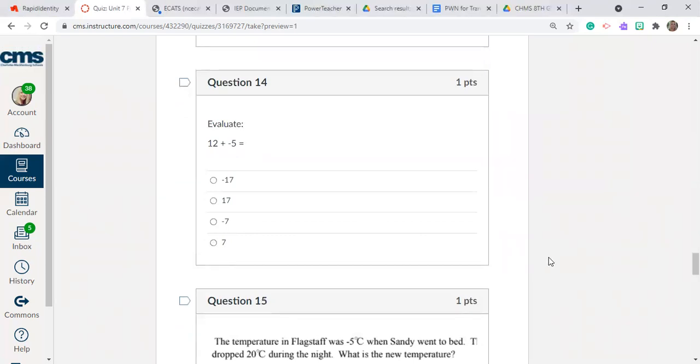Question number 14. Evaluate 12 plus -5. Again, remember your rules for adding with integers. Is your answer -17, 17, -7, or 7?